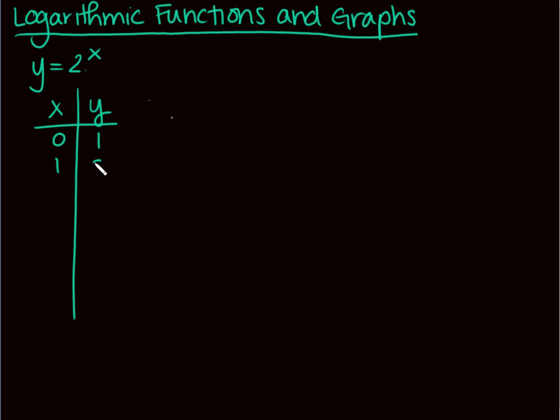If I put in 0, I get 1. If I put in 1, I get 2. If I put in 2, I get 4, 3, I get 8, right? If I put in a negative 1, remember we talked about how 2 to the negative 1 would put it in the denominator. 2 to the negative 2 would be 1/4, and then 2 to the negative 3 would be 1/8.